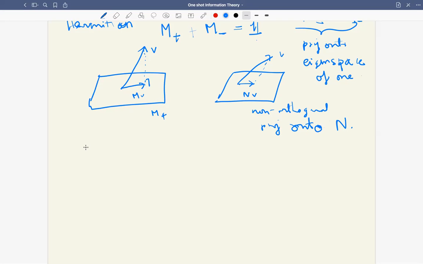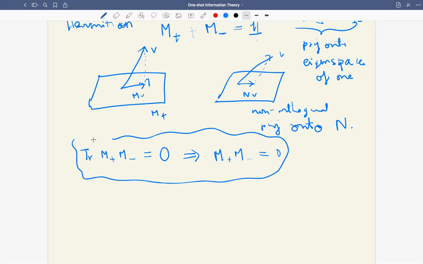But since m plus and m minus are positive, and because they are projectors, it requires a slight bit of thought, but that would imply that m plus times m minus is eigen-decomposable, and not only that, it will also imply that the eigenvalues are zero. It's a fair bit of thought, an exercise, and you have to use the fact that they are projectors. This is not true for arbitrary positive operators; it is only true for projectors.